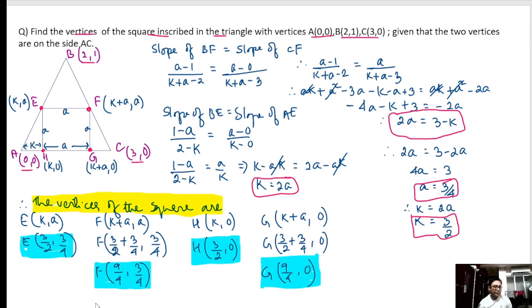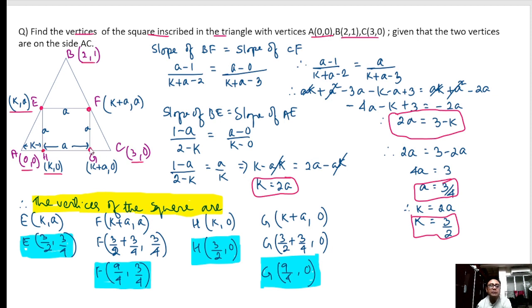So now here, please hold on one minute. Okay friends, so these are the vertices of the triangle. Let this part be K. So the coordinate of H will be (K, 0), and the side of the square, let it be A. So the coordinate of E will be (K, A). X coordinate is K and Y coordinate is A.